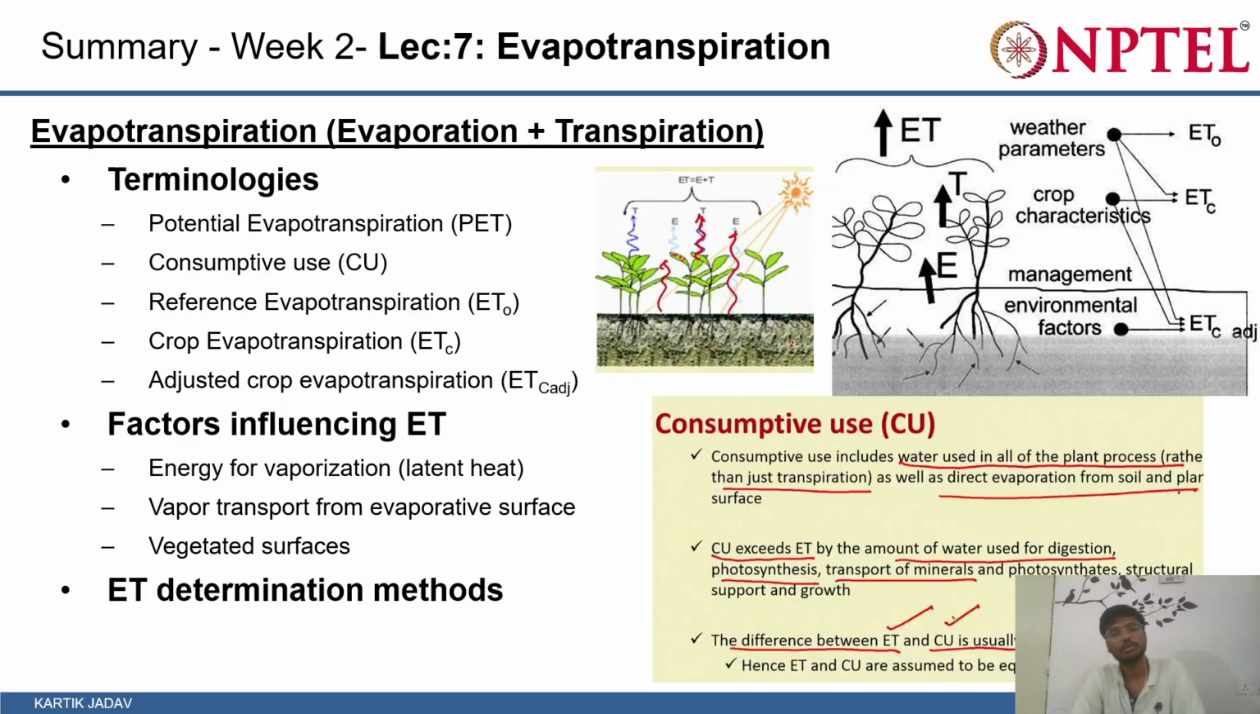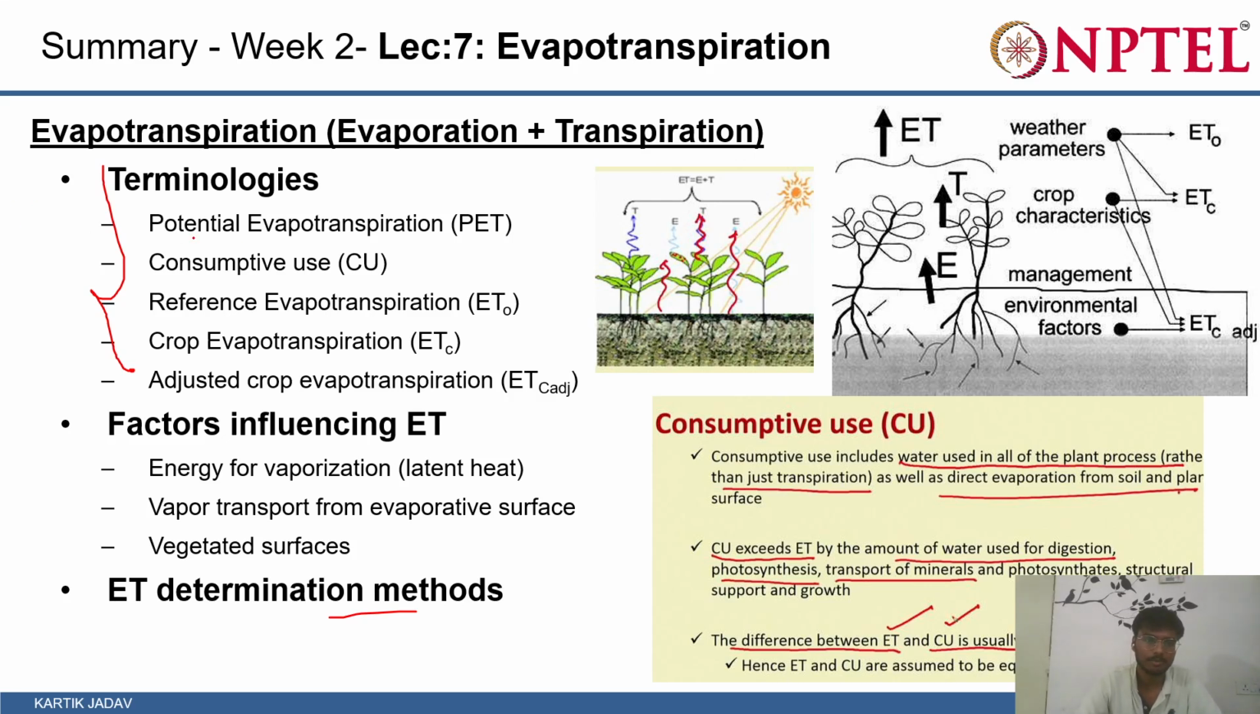And then we move on to lecture number 7, which is about evapotranspiration. Evapotranspiration is basically evaporation from the soil surface and transpiration from the plant surface. So it's commonly known as evapotranspiration, and in evapotranspiration, we have certain terminologies that are important to know, like potential evapotranspiration, consumptive use, reference evapotranspiration, crop transpiration, or adjusted crop transpiration. So potential transpiration is basically transpiration that happens when there is no limiting condition of water in the soil.